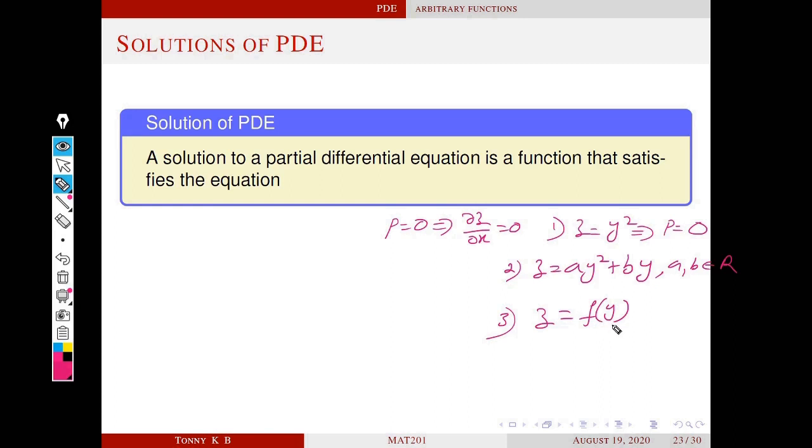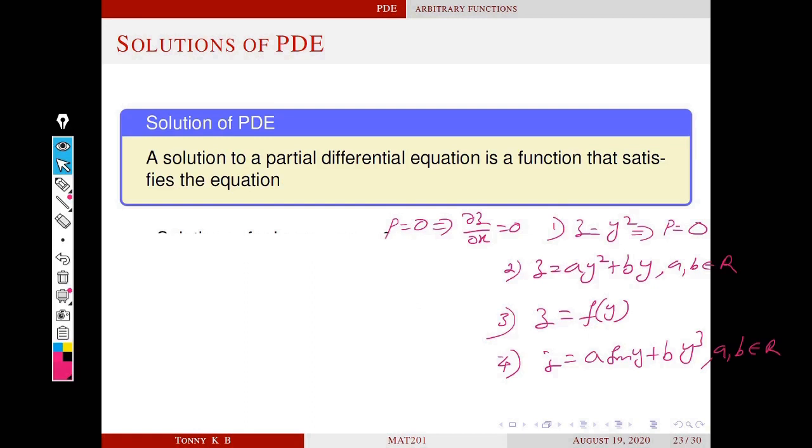Can you give another family of complete integrals, that means a family of solutions in terms of arbitrary constants? z is equal to, for example, a into sin y plus b into y cube. Yes, this is also a complete integral, where a, b belong to R. So these two are complete integrals of this PDE.